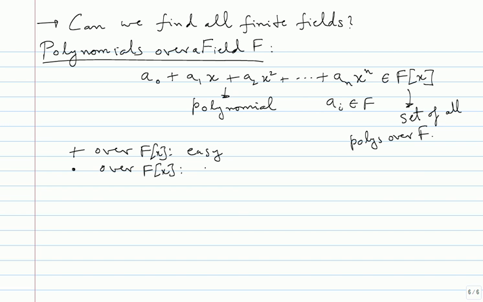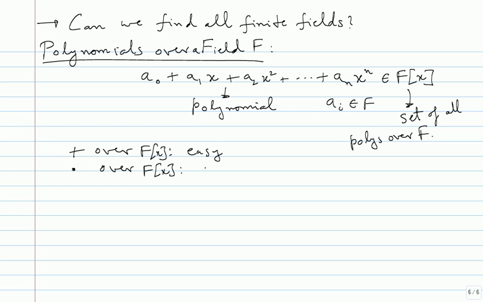Okay, how will I multiply two polynomials? I do the exact same thing, right? You multiply term by term, collect the common terms, and do the addition over F. All your additions will now be over F, and multiplications will be over F for the coefficients. The placeholder x will follow the same rules as you had before.